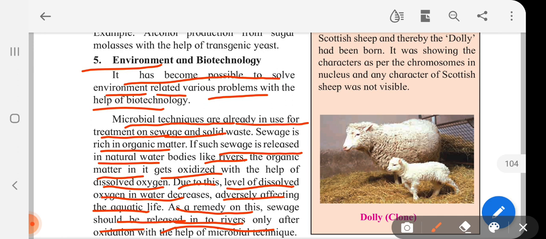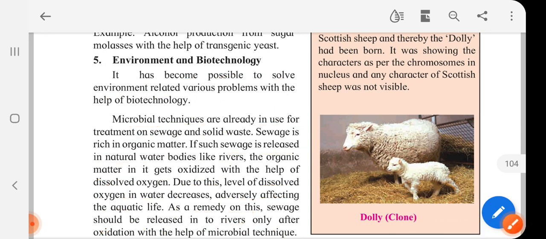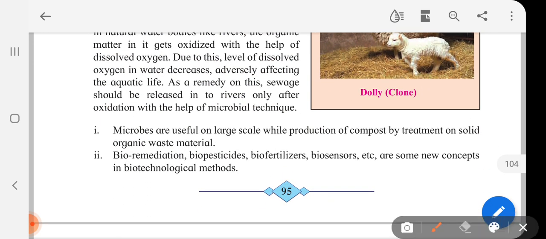There are microbial techniques which are used for sewage water treatment. Sewage rich in organic matter, when released into natural water like rivers, has its organic matter oxidized, due to which the dissolved oxygen decreases in water. Microbes are also useful for large-scale production of compost by treatment of solid organic waste material. Bioremediation, biopesticides, biofertilizers, biosensors, etc. are some new concepts in biotechnological methods.